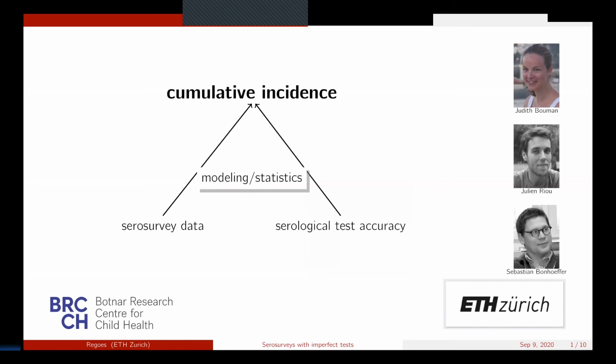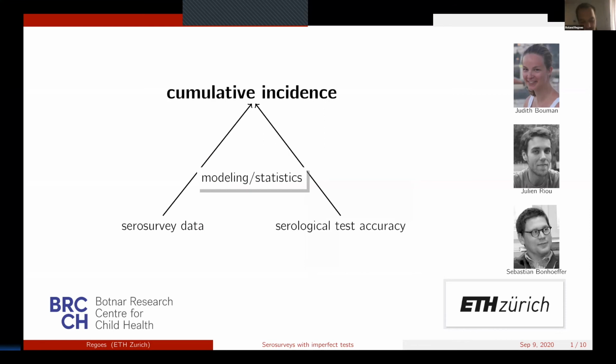Yep. So yes, thank you very much for the invitation to talk here. And I will spend about 10 minutes to talk about a very specific project that we have been conducting with Judith Baumann, Julien Rioux, and Sebastian Bonhoeffer since about March. And as Melissa mentioned, this is about the cumulative incidence, so the true extent of the epidemic.